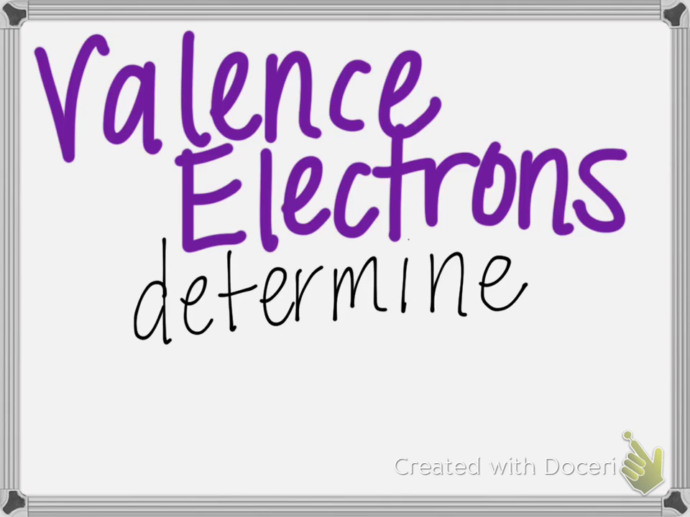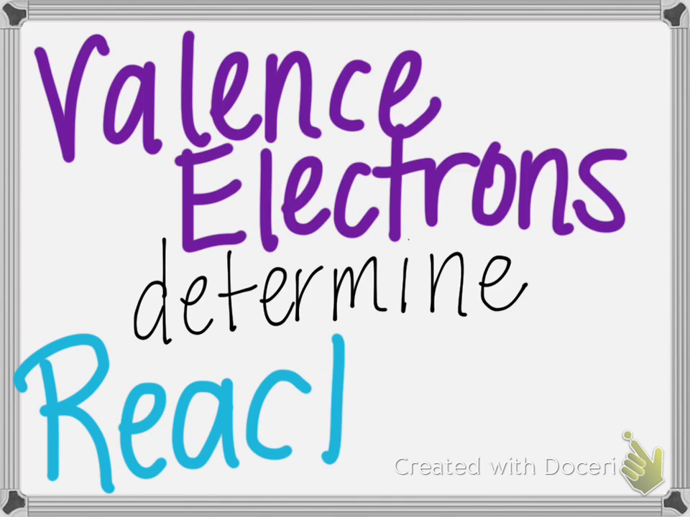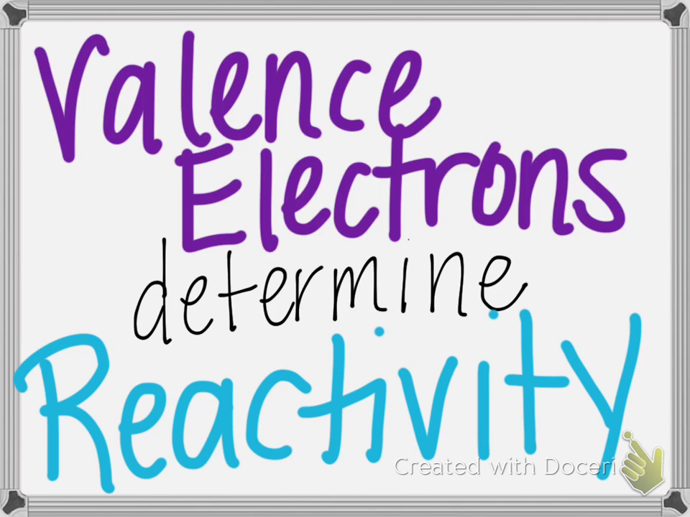So there you have it. Valence electrons determine reactivity. Valence electrons will tell you all about an atom's chemical properties because of what it is likely to do based on those numbers of outside electrons.